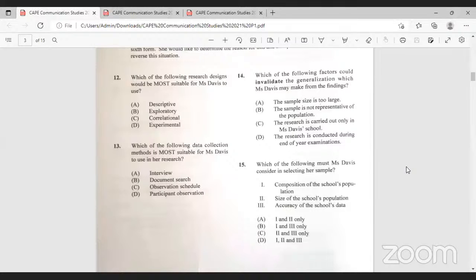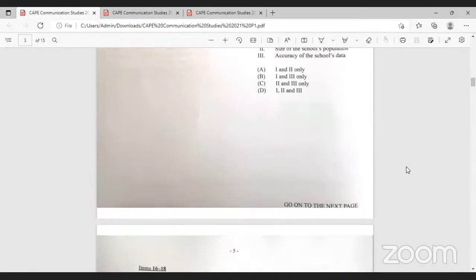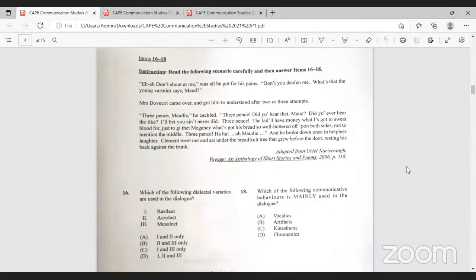Sample not representative of the population. So 12, boy. 13, A. 14, boy. 15, dog. Finish with module 1. Module 2 now. Patois and Creole and all of that.